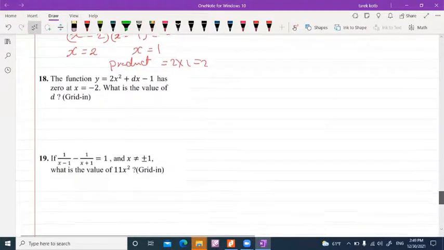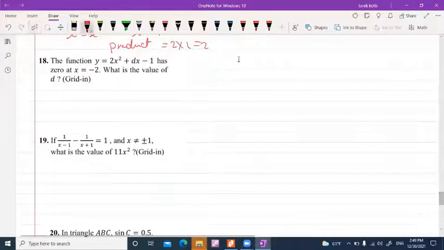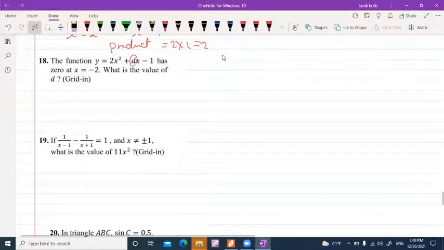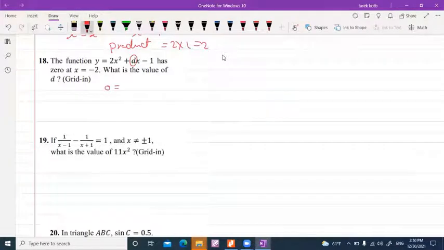Next question, number 18. The function, this is a quadratic function, but I have a problem with the d here. Look at the d. It has 0 at x equals negative 2. What's the meaning of the function has 0 at x equals negative 2? It means if you replace x by negative 2, you will find y equals 0. So let me do that. Let me consider y equals 0 and x equals negative 2. Yes, that's correct. So you can get the d from here.